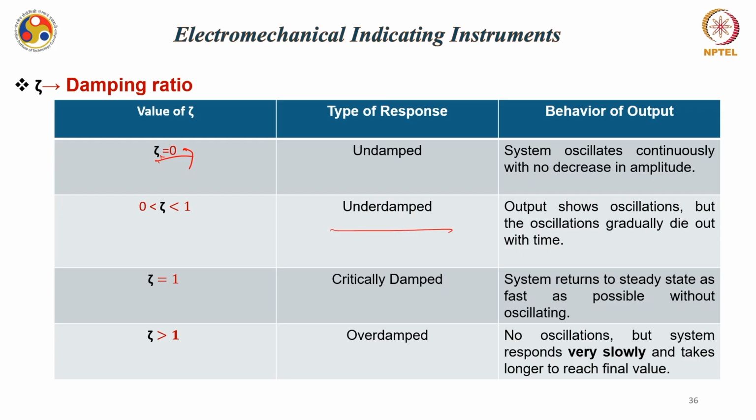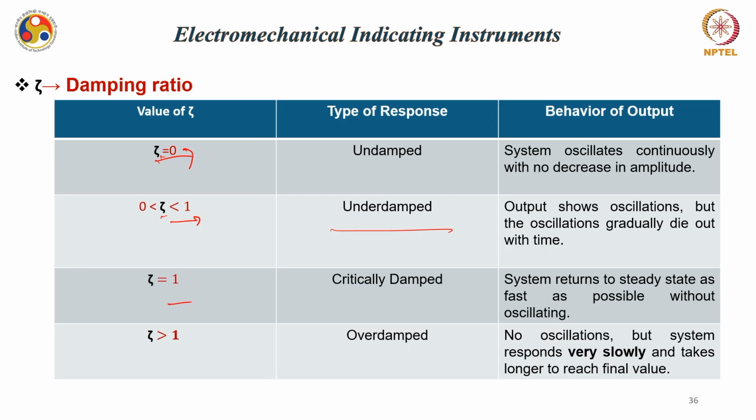Okay, and in this case the output shows oscillation, but the oscillation gradually dies out with time, and this is the condition we mostly achieve. Okay, now when this zeta approaches 1 and becomes 1, the response is said to be the critically damped response.